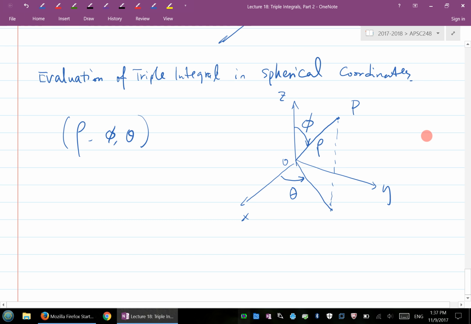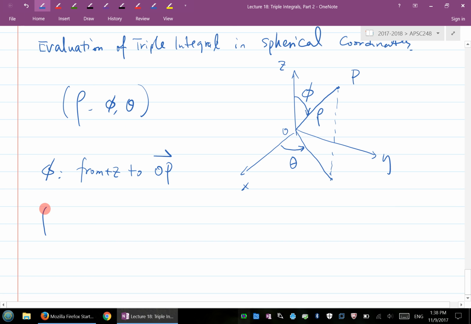So this is important. The definition of phi: the angle is from the positive z-axis to the OP vector. It has to be like that. It's not from OP to z. It has to be from the z-axis to OP. So that's rigidly defined as the phi here.